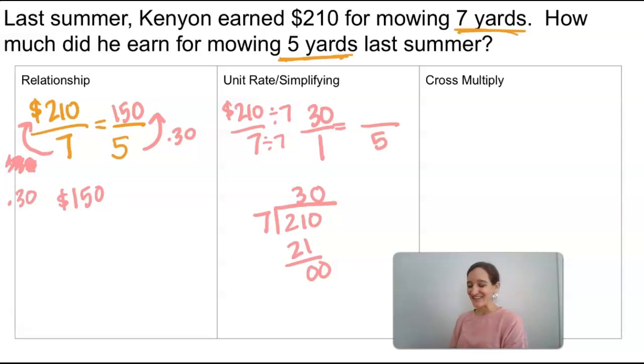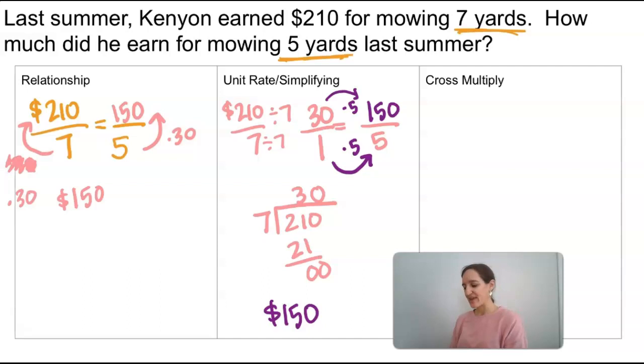And do you see why I like unit rates? Because now I can go from 1 to 5. I'm getting bigger, so I'm going to times by 5. 30 times 5 is 150. So again, I found out that he will earn $150 mowing 5 yards.